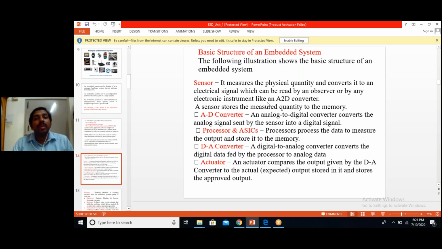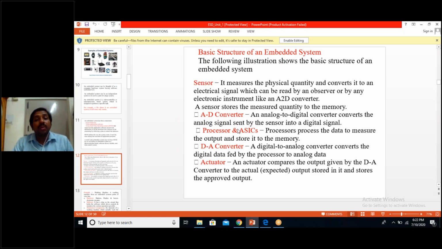From this we can design the structure of an embedded system. A sensor will measure the input, which can be a physical quantity, and convert it. It can be a temperature, a pressure, anything depending upon the embedded system application. It will convert your input physical quantity into an electrical signal. So that is called a sensor. Then the sensor output electrical signal must be converted to a digital signal by an A to D converter. That digital signal is sent to a processor for processing and it is stored in the memory.